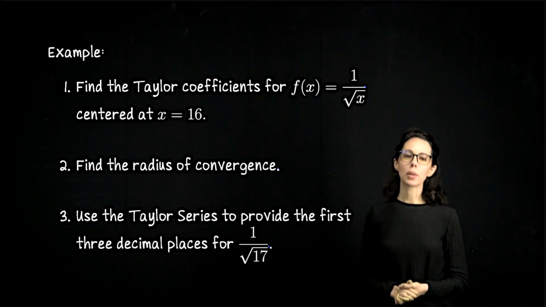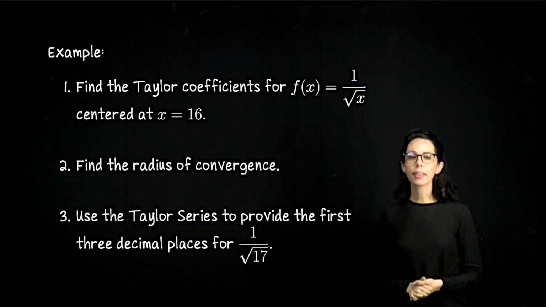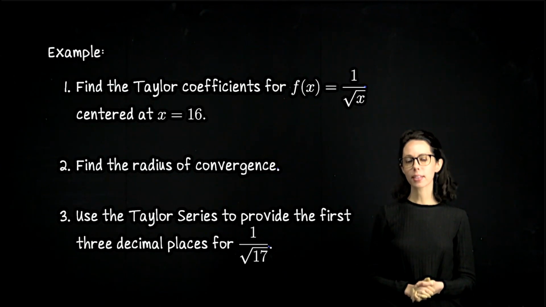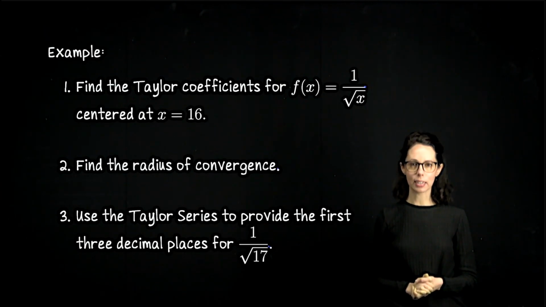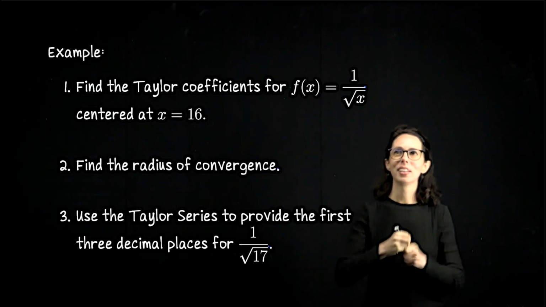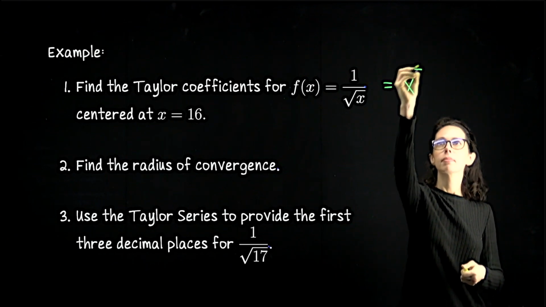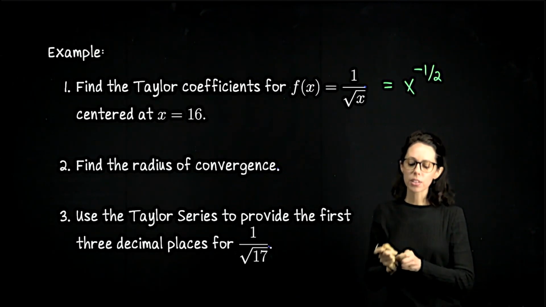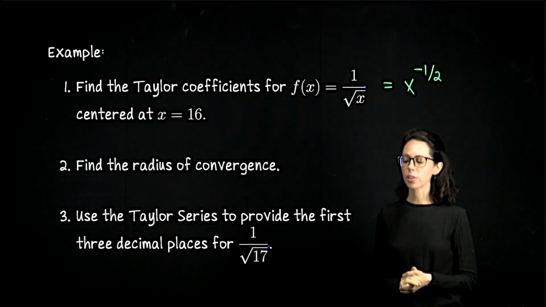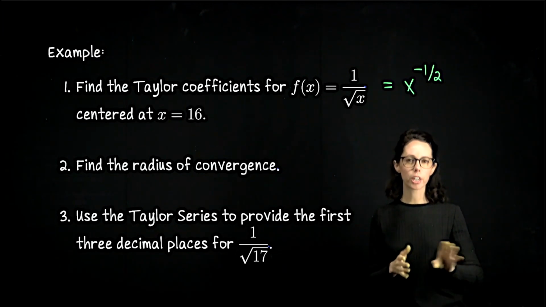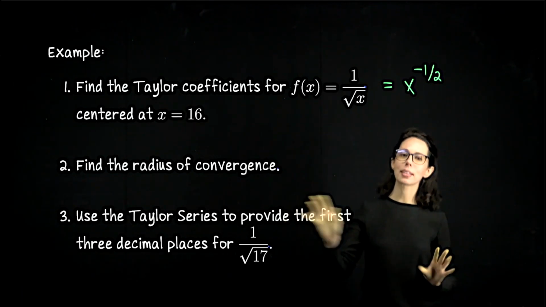Now that we've said what Taylor coefficients are, let's find them for a given function. So we will find the Taylor coefficients for f of x equals 1 over the square root of x centered at x equals 16. It will be helpful to think of this as x to the negative 1/2 power. Even so, this is going to be a fairly intense computation for Taylor coefficients. I think it's harder than future Taylor coefficient computations that we do. So this is kind of a big example.